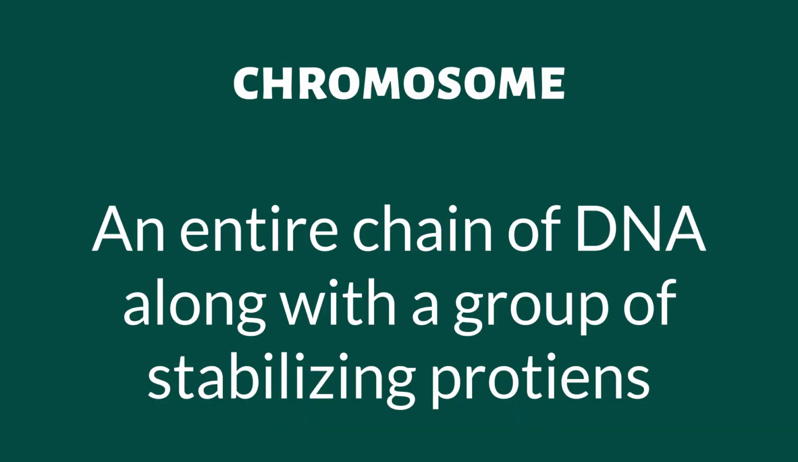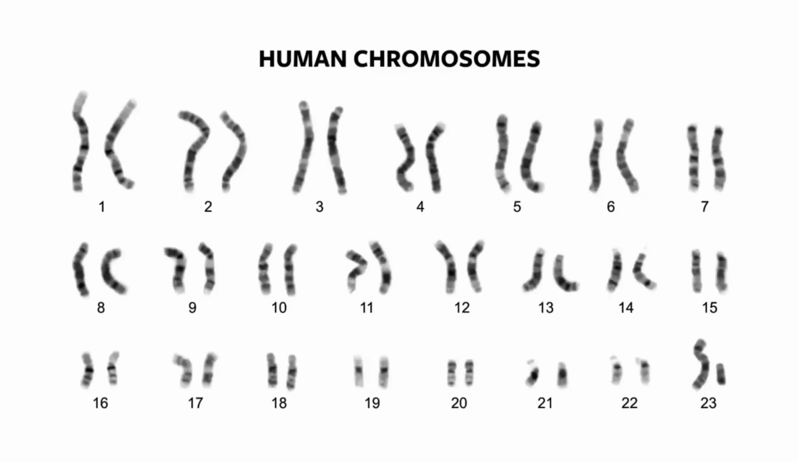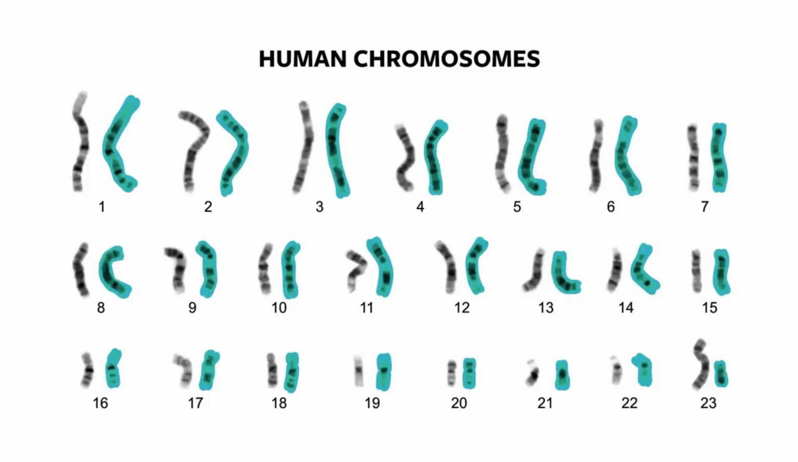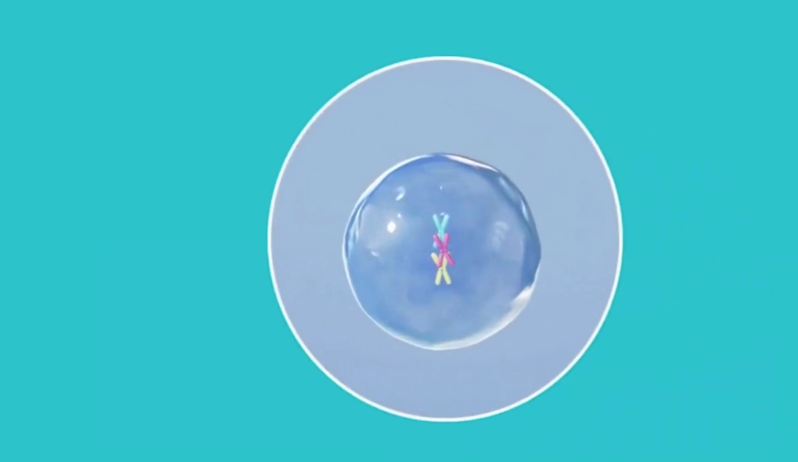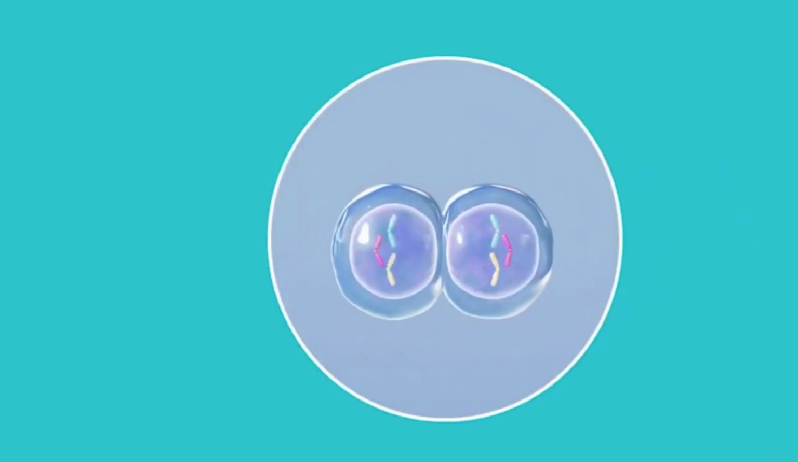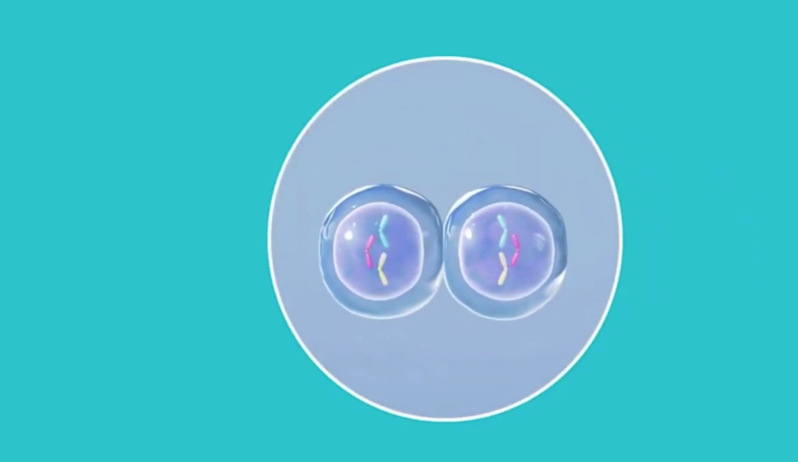So, to sum things up, what exactly is a chromosome? A chromosome is an entire chain of DNA along with a group of stabilizing proteins. Humans typically have 23 pairs of chromosomes in each of their cells, that's 46 altogether. In your body, one member of each pair came from your father, the other from your mother. For most of a cell's life, chromosomes exist in a loose, noodle-like structure. Chromosomes are copied and then condensed like spools of yarn for durability when a cell prepares to reproduce by splitting in two.